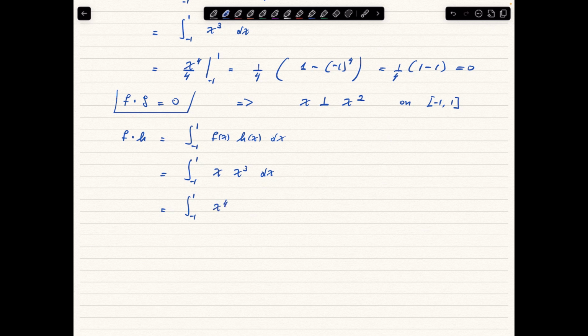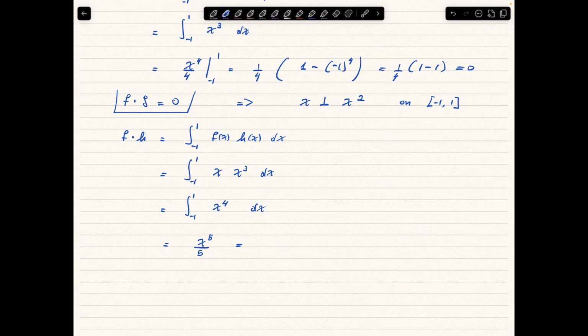We get x power 4 dx. And then this is nothing more than x power 5 over 5.